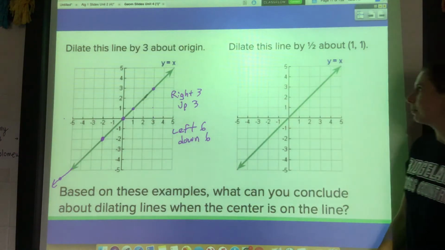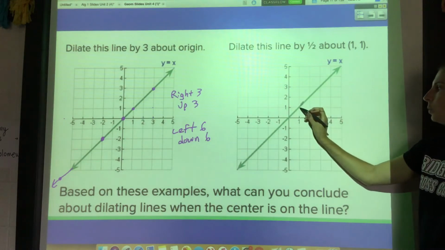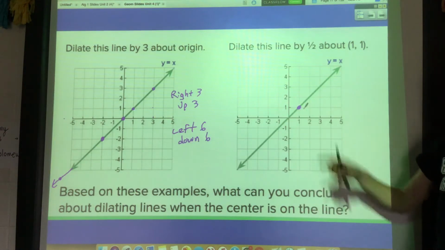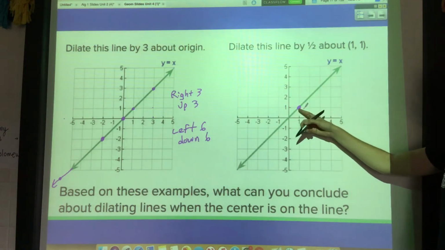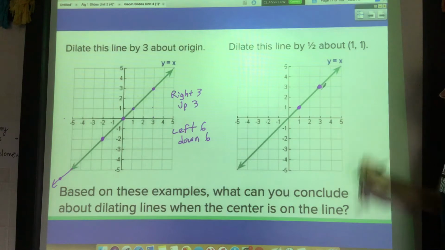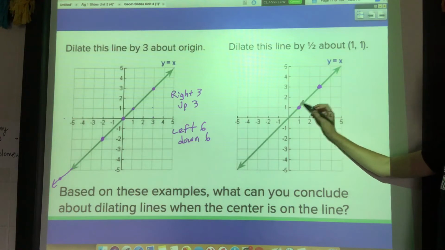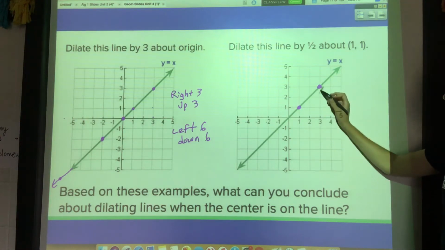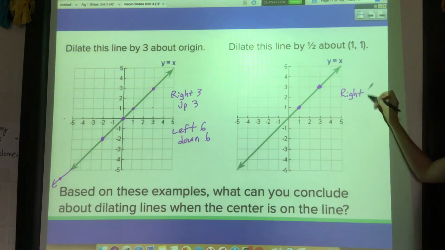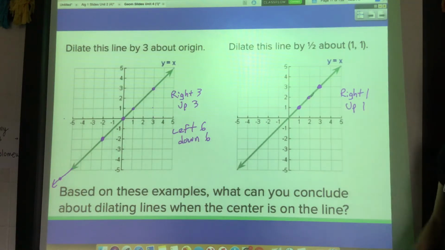Let's try another one. What happens if I dilate this line here by a factor of 1/2 about the point (1, 1), which is also on the line? It's not the origin, but it is on the line. So again, if I pick a point somewhere else on the line, like (3, 3) here, and let's say I want to cut it in half. Currently, from the center to that point, I go right 2, up 2. If I were to halve that, it would be right 1, up 1. So instead of going 2, 2, I'll go 1, 1, but notice that I still land on the line.